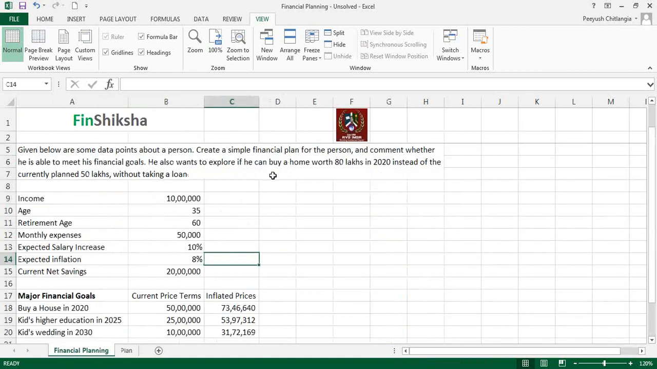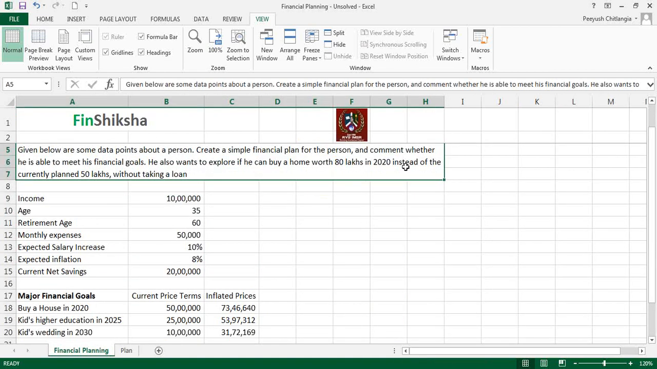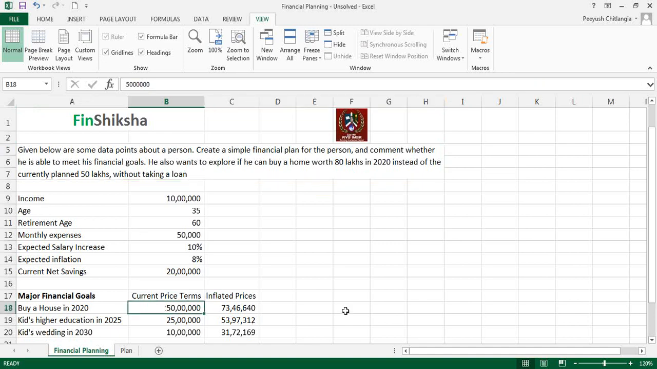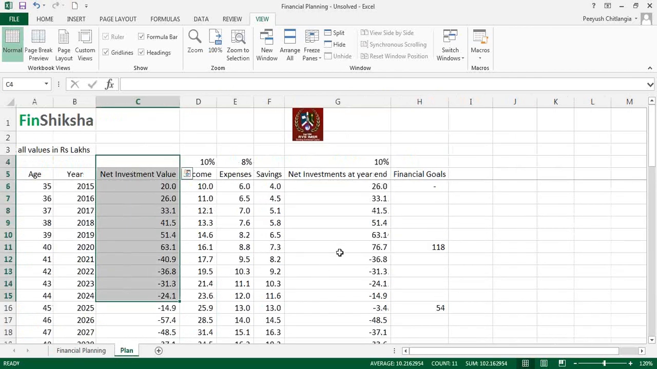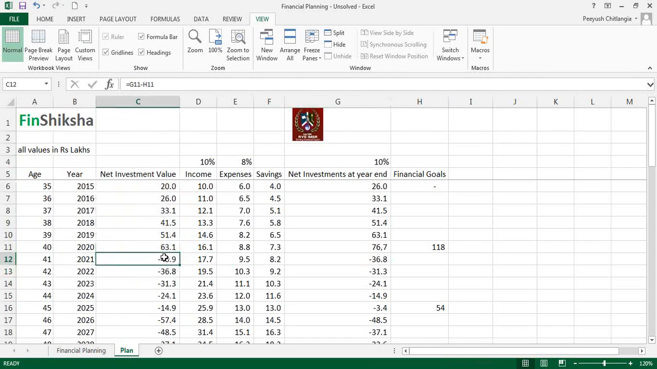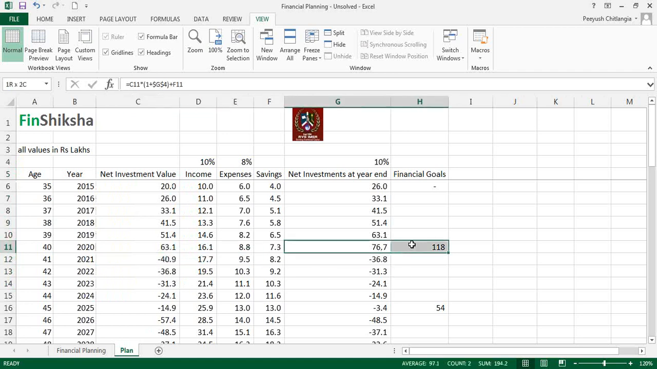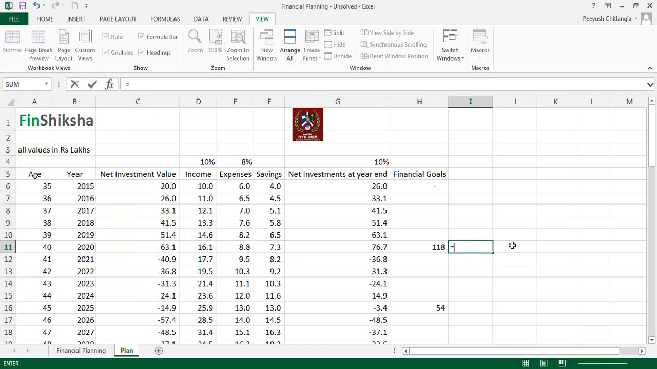So there was another part of the question which said, can he buy a home worth 80 lakhs in 2020 instead of the currently planned 50 lakhs? Let's put 80 lakhs here and see what happens. If you put 80 lakhs here, you realize that at the first goal itself, the guy goes into a negative number. This cannot be purchased unless there is a loan amount here. You have to have the difference of these two as a loan. If you don't take this loan, you cannot purchase this home, right? So that gives you an idea of where a loan is required by the person.